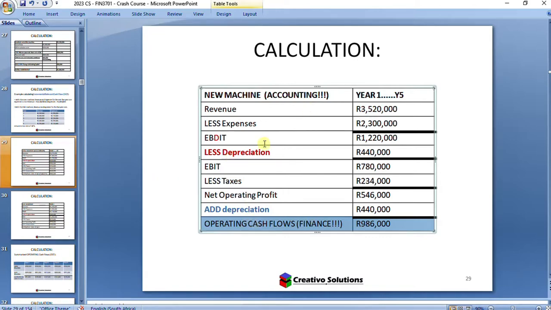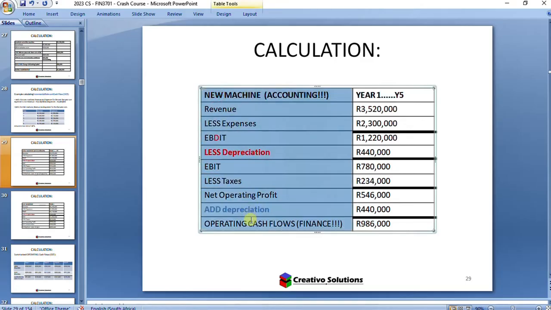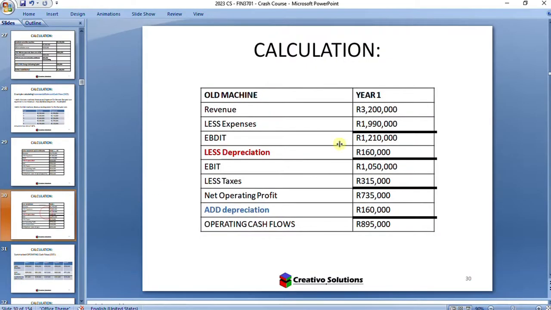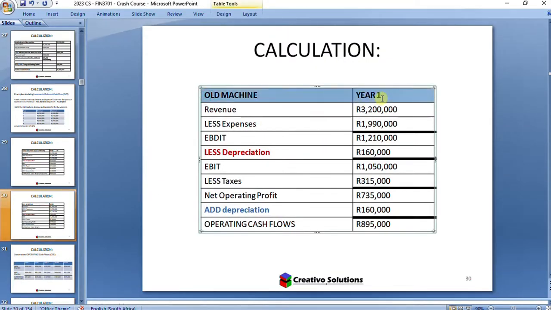Yes. Okay, so follow the template, use the template as is. Don't change the template, just use the template. Just slot in the amount that you need. Do the calculations. Don't forget to add back depreciation. There will definitely be a mark for that because that changes the accounting to finance. Okay, and then you need to do the next asset, which is the old asset.